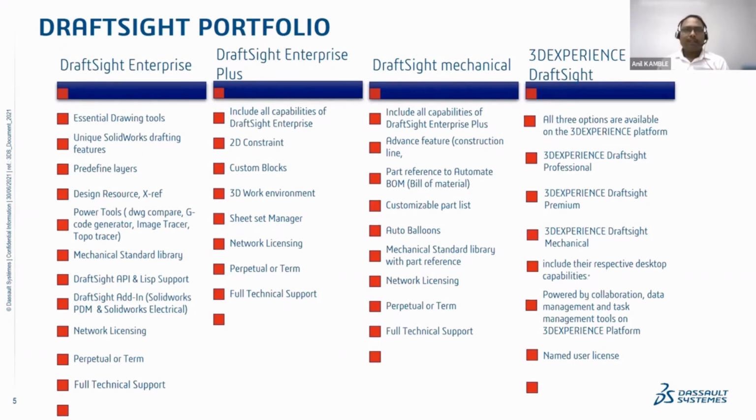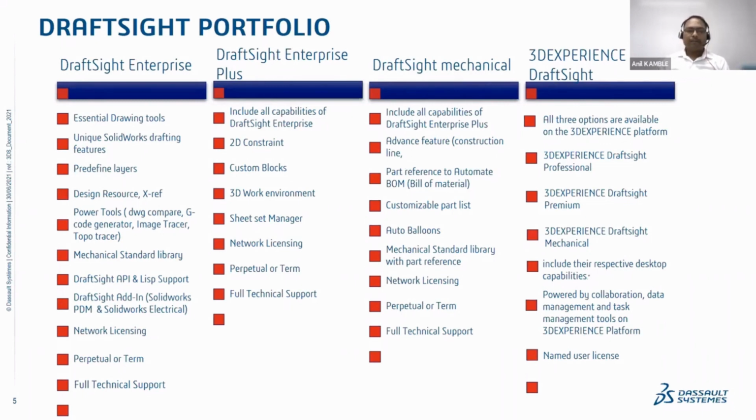DraftSight Enterprise comes with the standard library of screws, nuts, bolts, washers, pins, and holes. You can readily use them within the drawing and create the drawings. So there is no need to create each and every line of the screw bolt assembly, which takes a lot of time. It comes with the standard library, so you can readily use that.